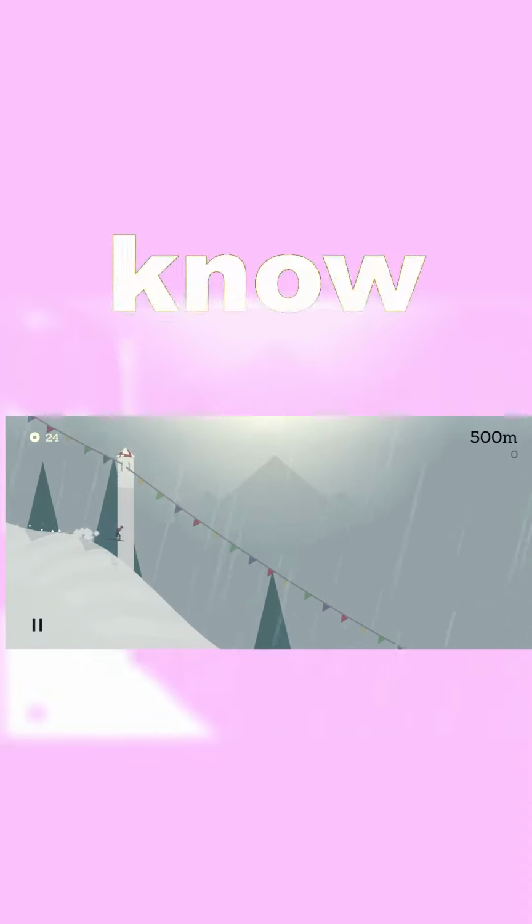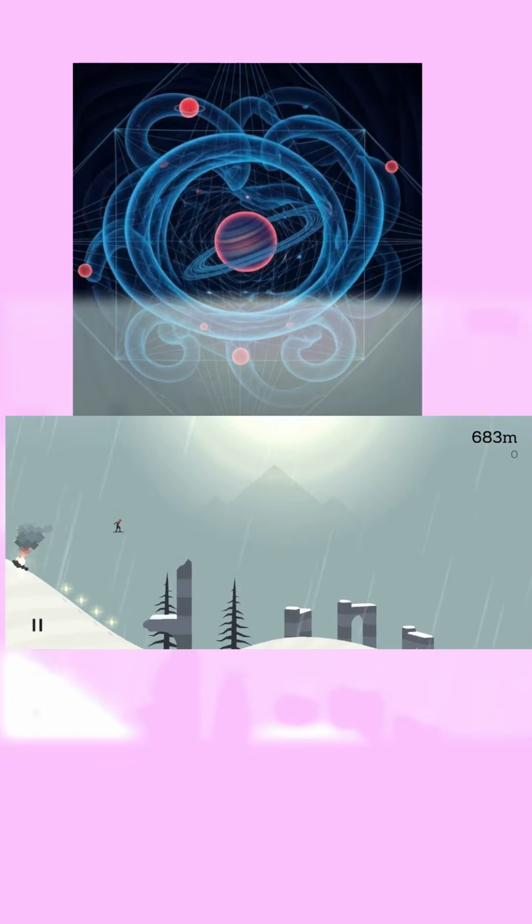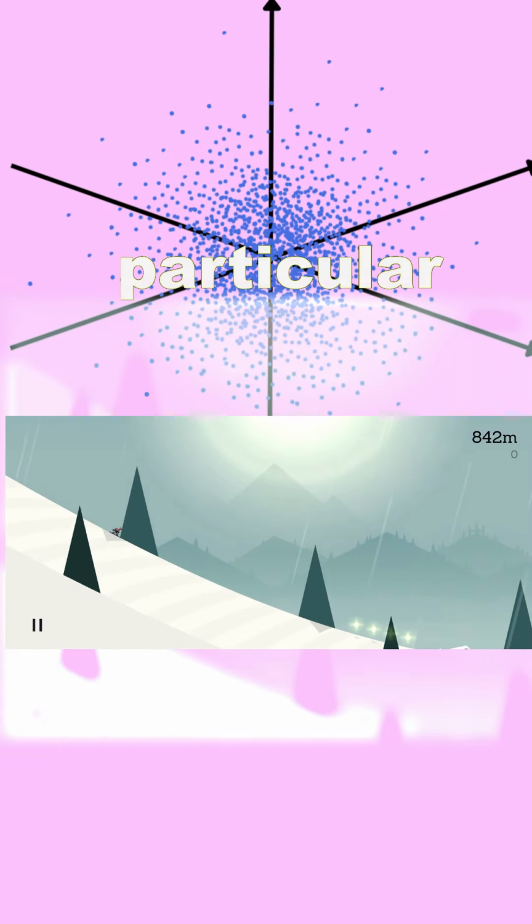So we know the solution of Schrödinger's equation gives the allowed states of an electron in an atom. The electron is described by a wave function psi, which contains all the information about its quantum state. The wave function itself has no direct physical meaning, but the square of its magnitude, psi squared, represents the probability density of finding the electron at a particular point in space.